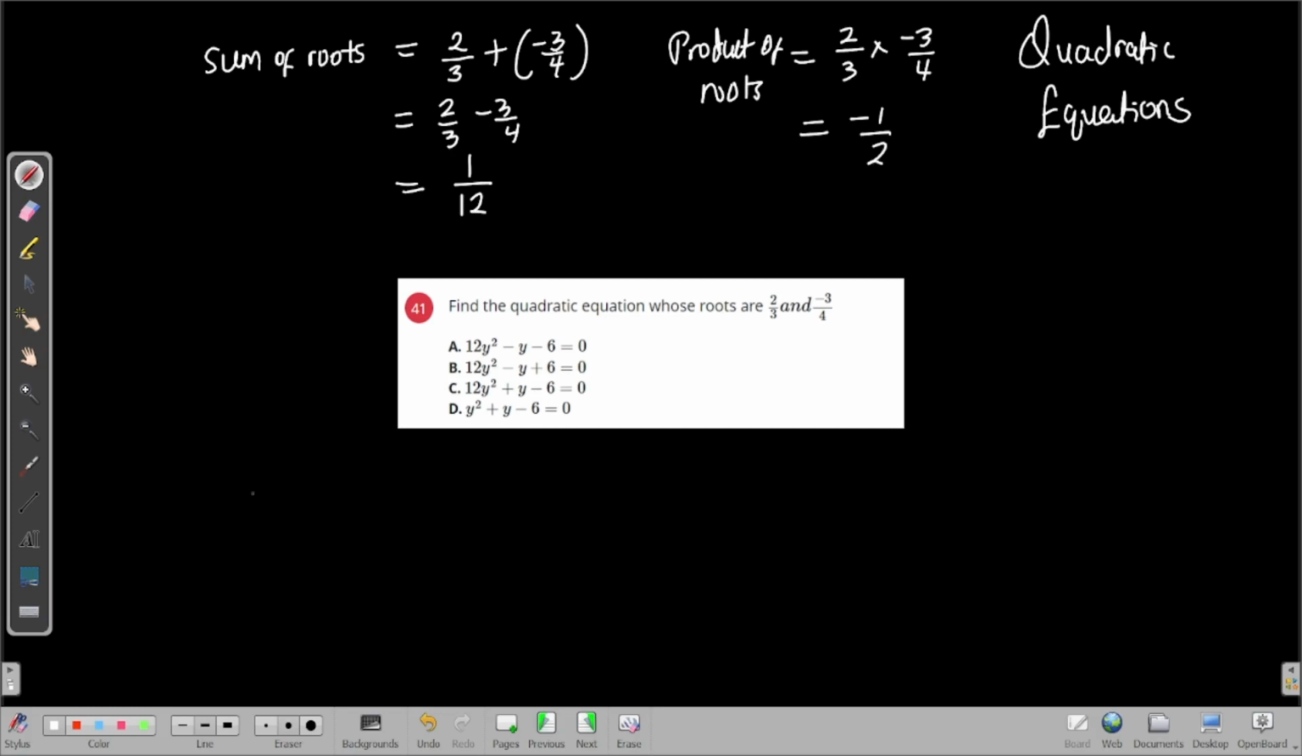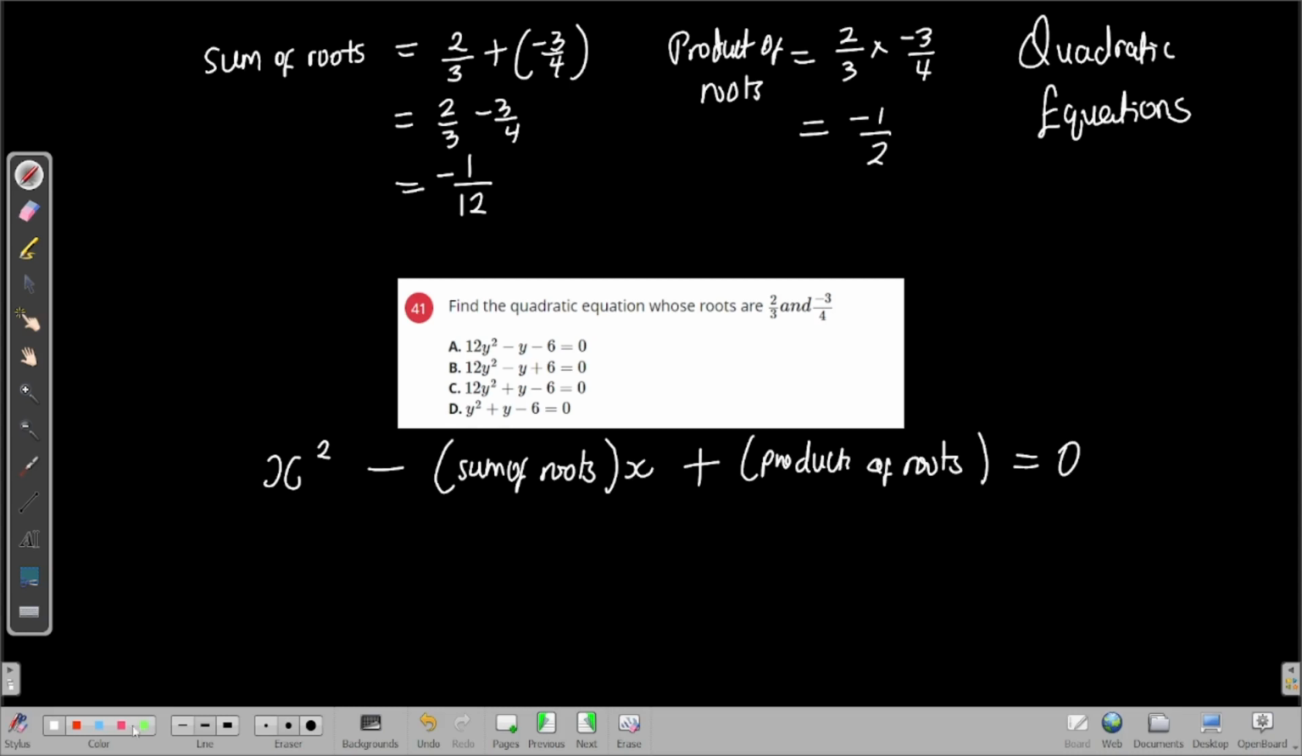So what's the formula? There's a formula for this. x squared minus sum of roots x plus product of roots is equal to zero. So this is the formula that you should learn. I don't think this is in the 4-figure table.